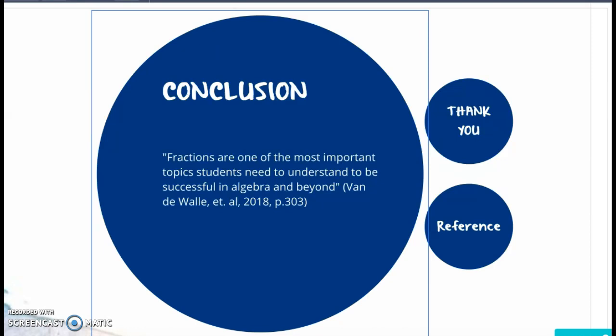To conclude, fractions are one of the most important topics students need to understand to be successful in algebra and beyond. Fractions are going to show up for the entire rest of their lives with money, with cooking, with a plethora of situations. So students really want to get a firm grasp of fractions.